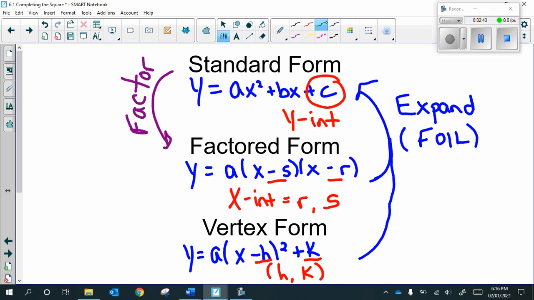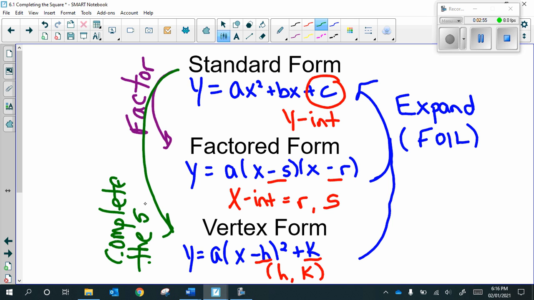To go from standard to vertex, we do something called complete the square. And that's going to be done in this chapter, complete the square. So once we learn complete the square, we'll be able to go between all forms. We know how to FOIL to go to standard, and we're going to know how to factor to go to factored, and complete the square to go to vertex.